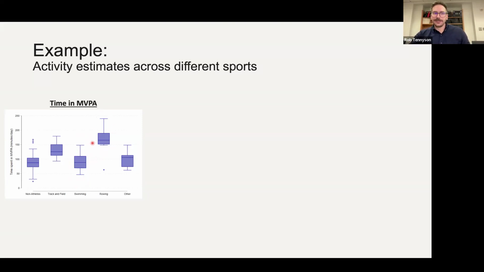Rowers spent by far the most time in moderate to vigorous physical activity. This person right here was a coxswain. So whenever they're on the boat, they're not rowing. So it makes sense that they'd be in the distribution that everyone else is in. And then other here was mostly track athletes and a couple tennis athletes.